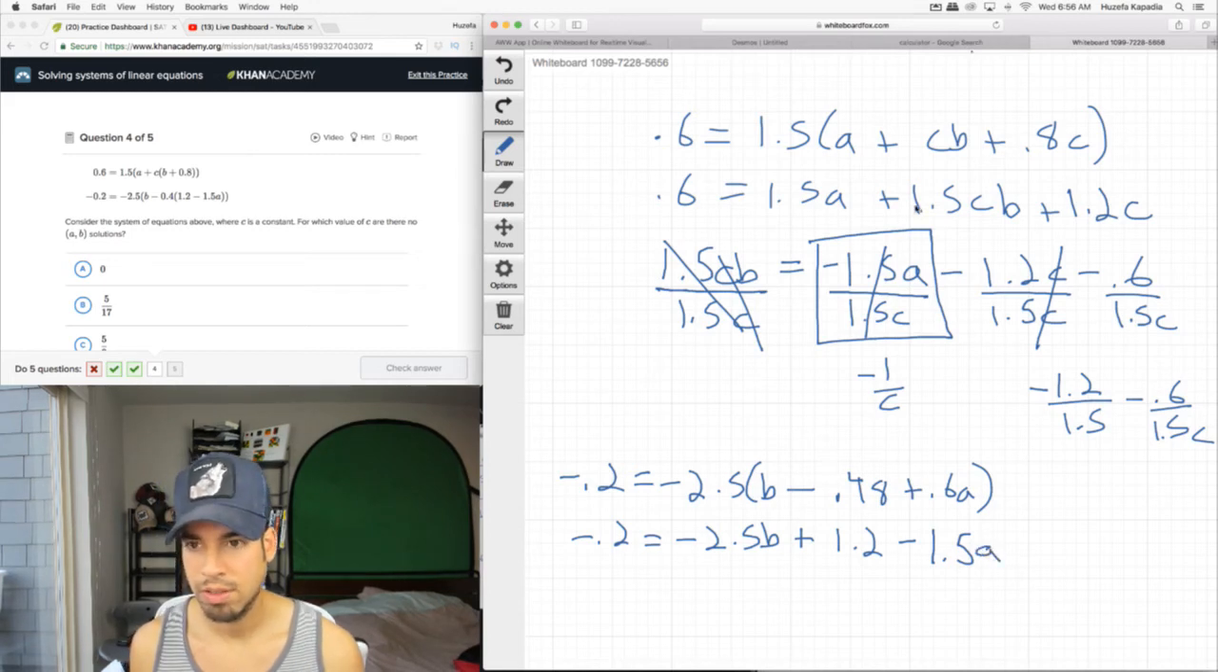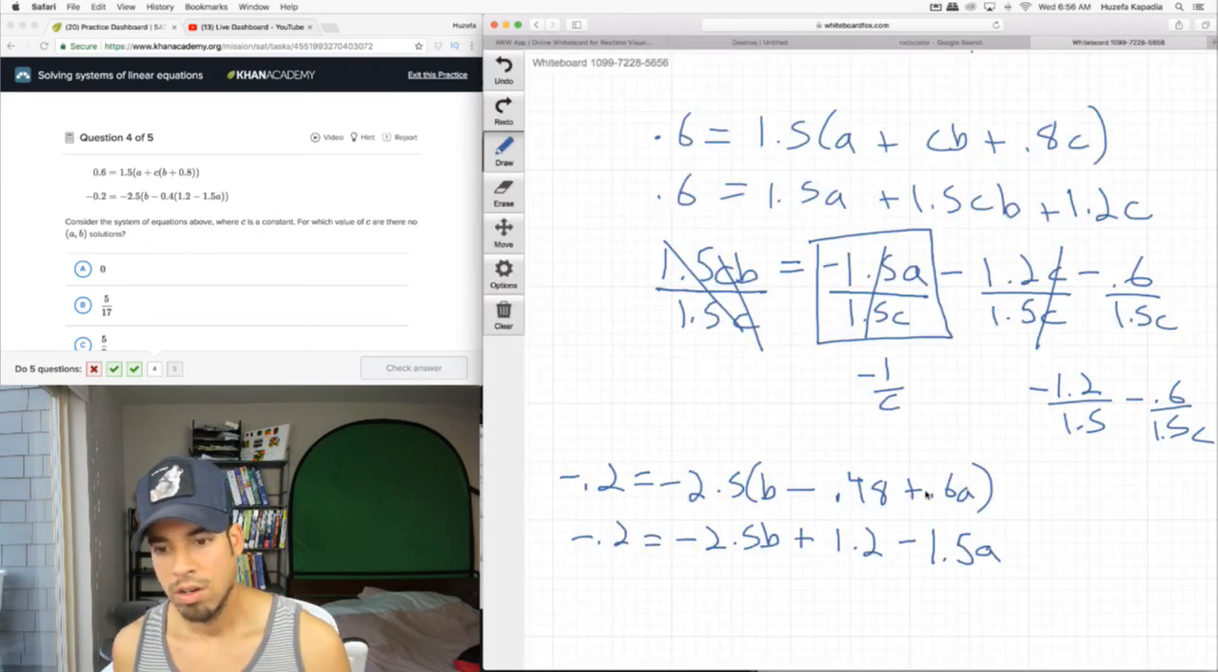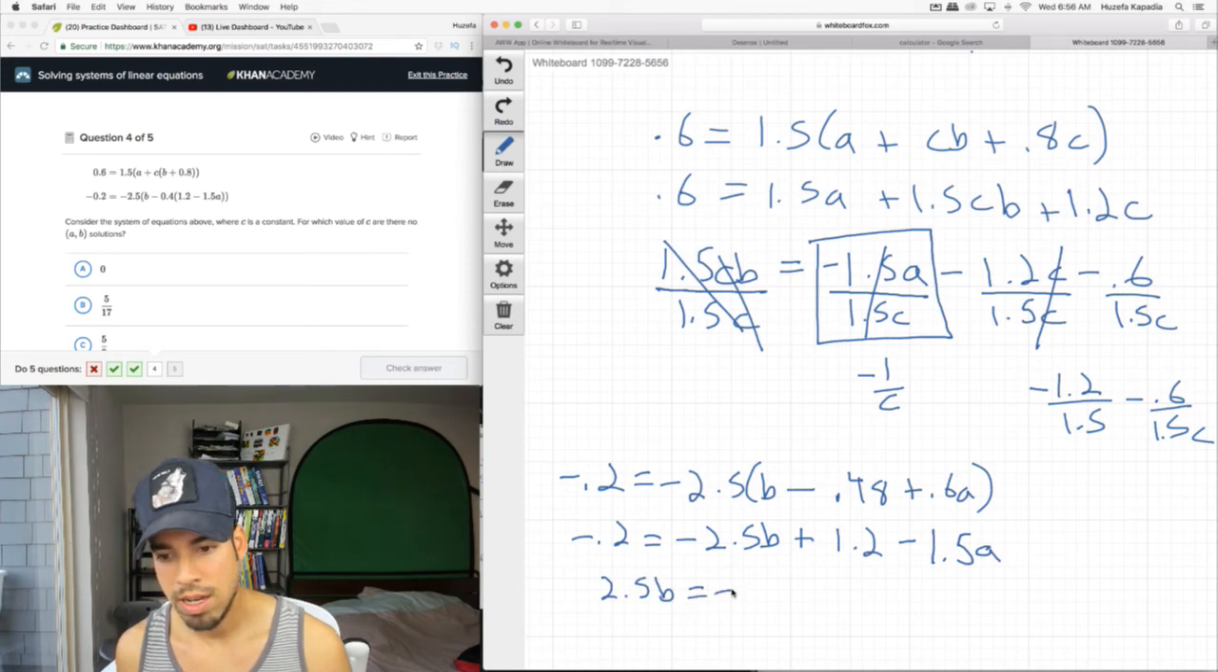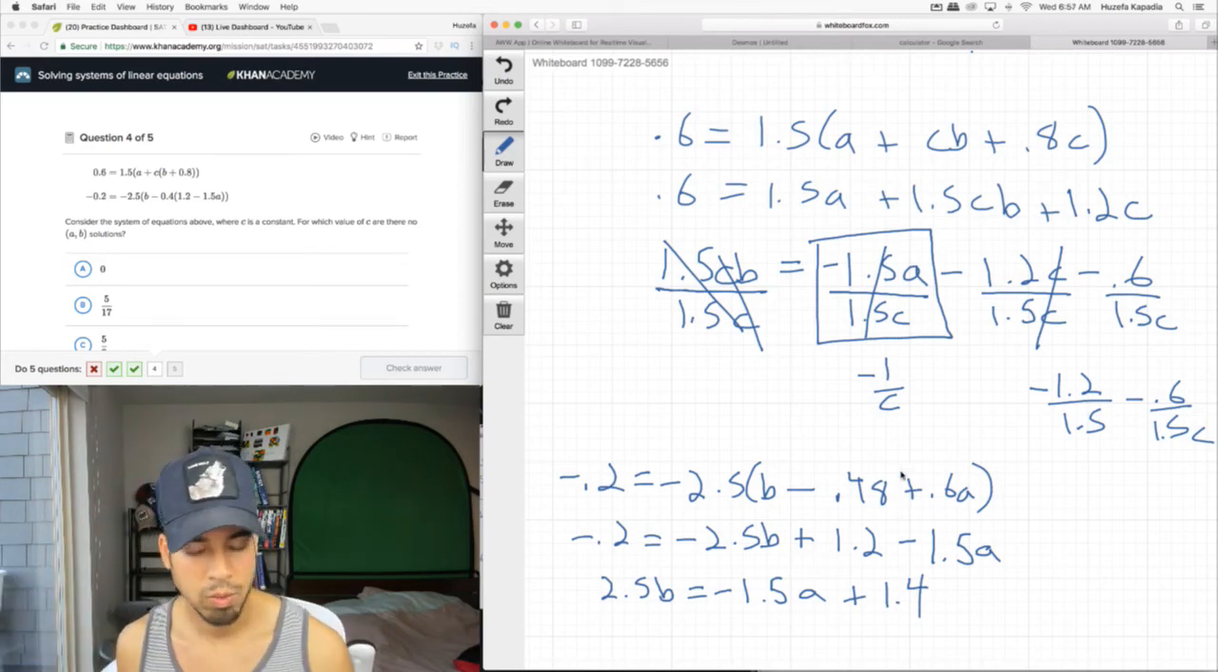Let's make sure. 2.5 times 0.6 equals, yeah, cool. And I got my minuses right. All right, I'm going to swap these guys. So I'm going to add 2.5b, add 0.2 to both sides. So we got 2.5b equals negative 1.5a plus 1.4. I'm combining this with this. I'm just not going through all steps because this is going to take a really long time, and I do have to eventually get going to school.